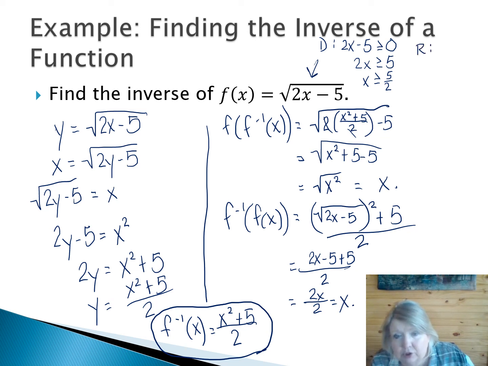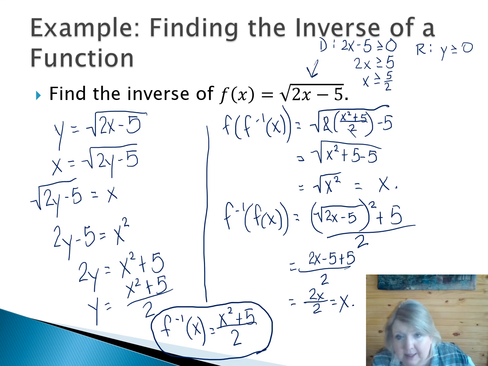My range, this symbol means the principal square root, which means non-negative. And I'm going to use y instead of f of x because that's what you're used to. So I'm going to say that in this case, y has got to be greater than or equal to 0. If 2x minus 5 is 0, my smallest possible value is 0. And then it just gets larger from there because they're all non-negative.